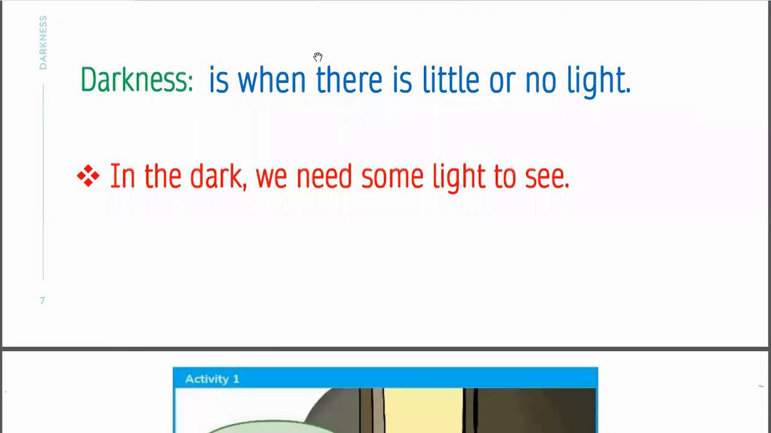What is darkness? Darkness is when there is little or no light. In the dark, we need some light to see. So this is the definition. We are going to write it in our science notebook.